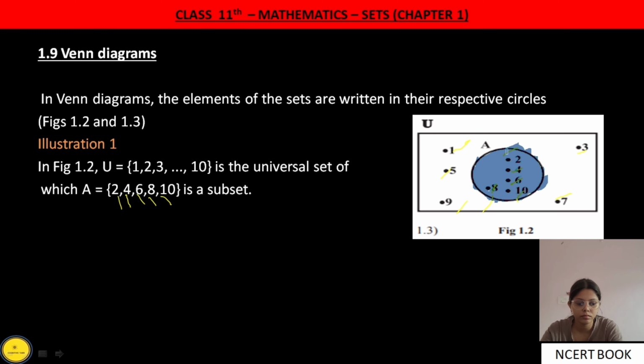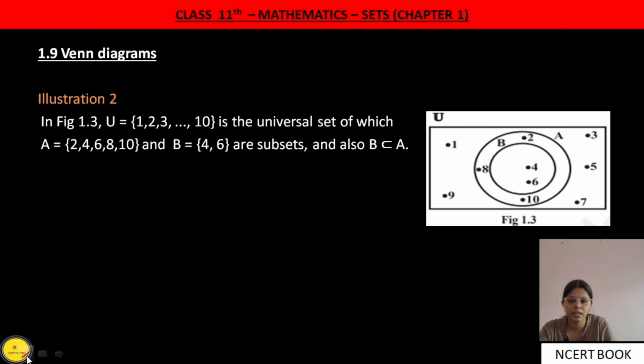Okay. Similarly, we have another illustration. So we have universal set U, which contains elements from 1 to 10, and it contains two subsets. Subset A, which has elements 2, 4, 6, 8, 10, and subset B, which contains elements 4 and 6. And in this case, B is a subset of A.